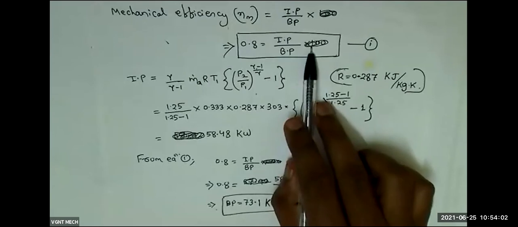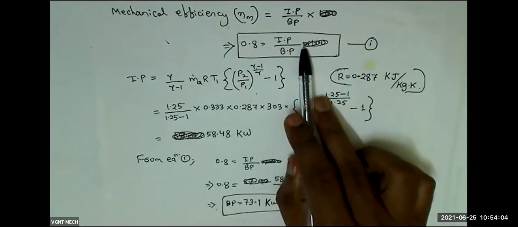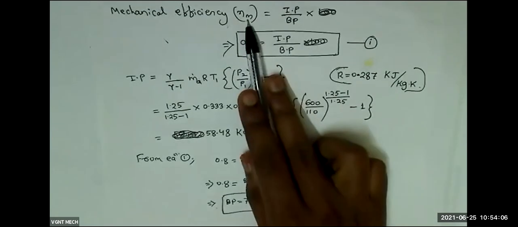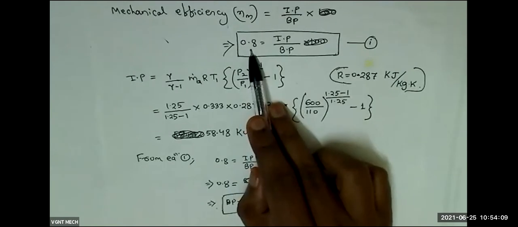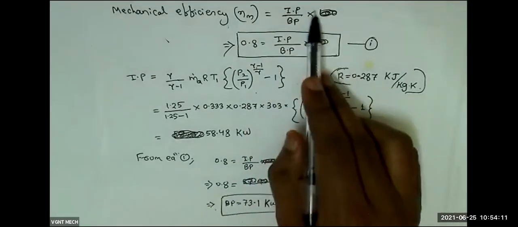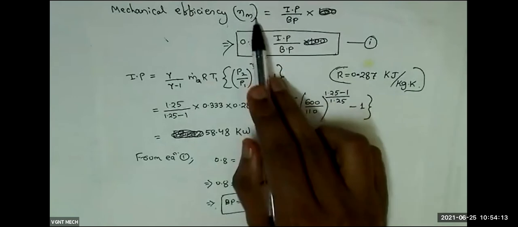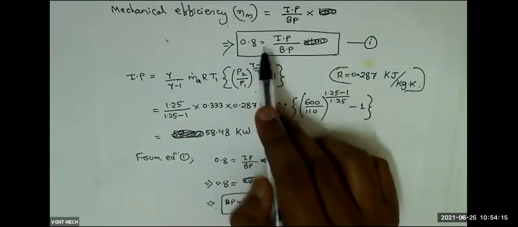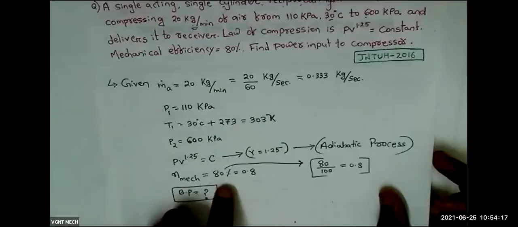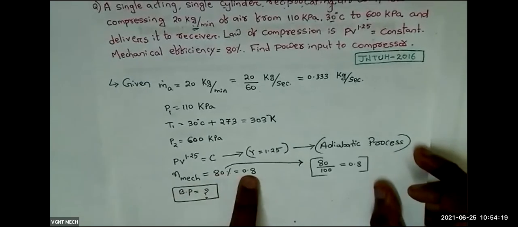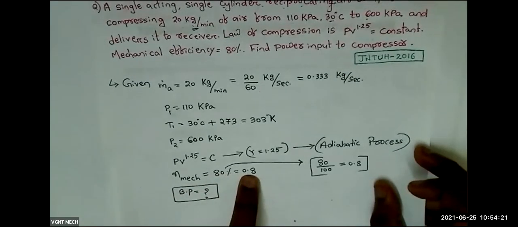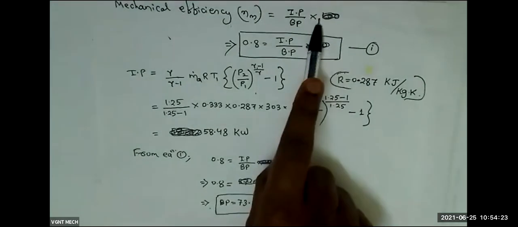So why have I not written the 100 here? Because if you are multiplying by 100 here, then for efficiency you have to take 80. But the efficiency percentage symbol we have already converted to decimal, that is 0.8. So there is no need to multiply by 100 here.